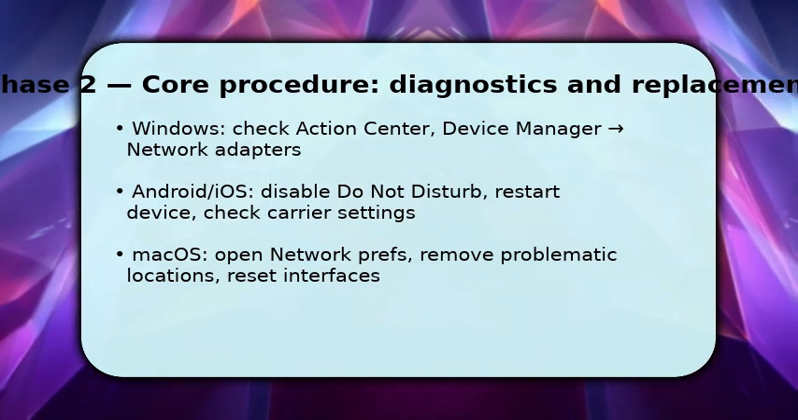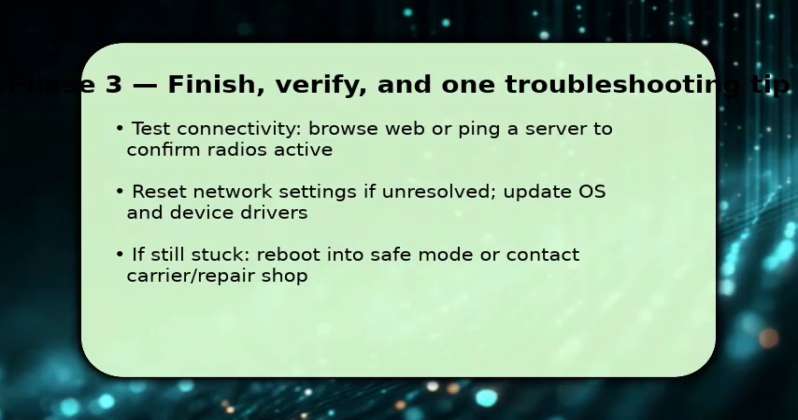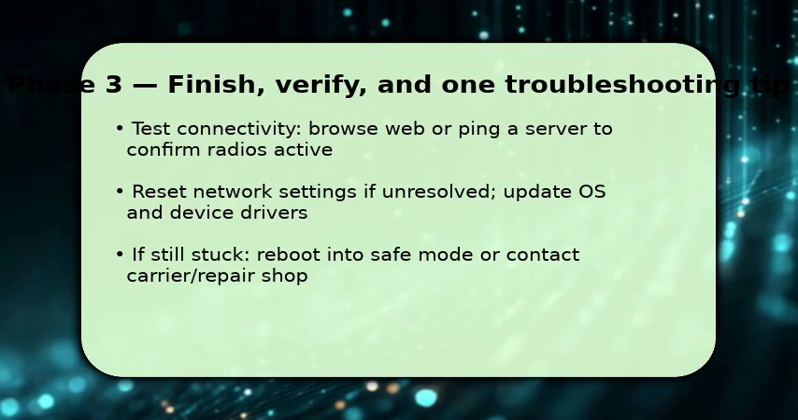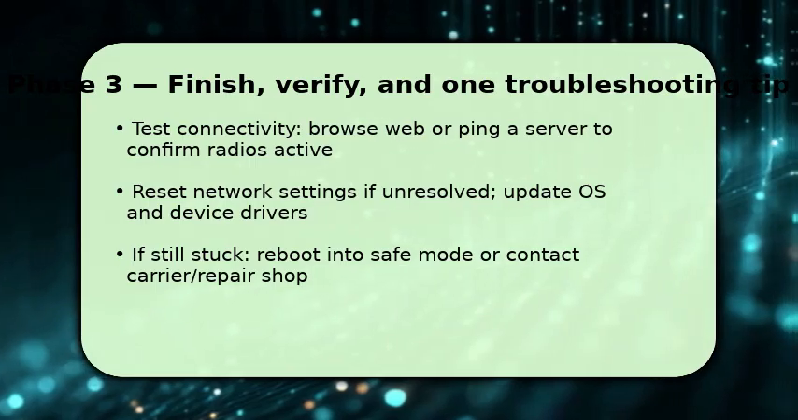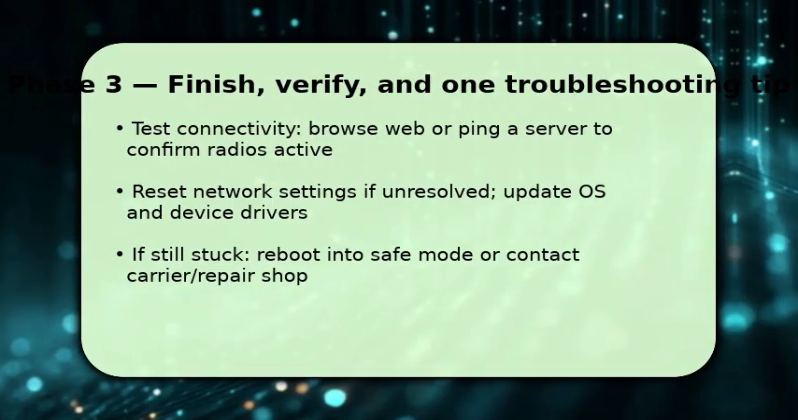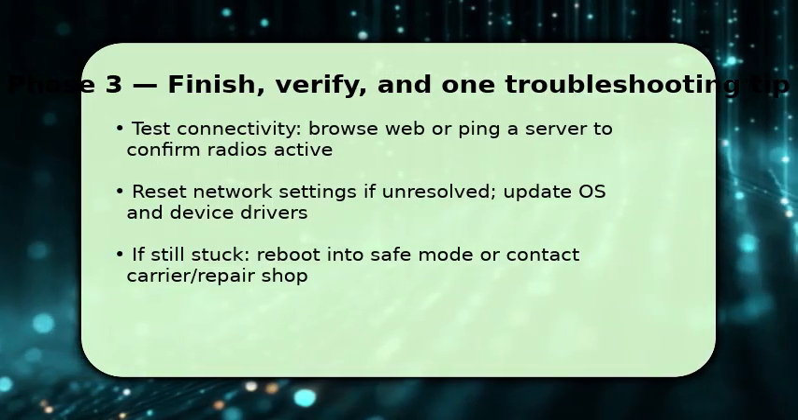Open a browser, load a page, or ping a server. You need confirmation beyond the toggle. If connections fail, reset network settings. This clears saved SSIDs and cellular configs, and install any OS or driver updates, because stale software often causes lockups.